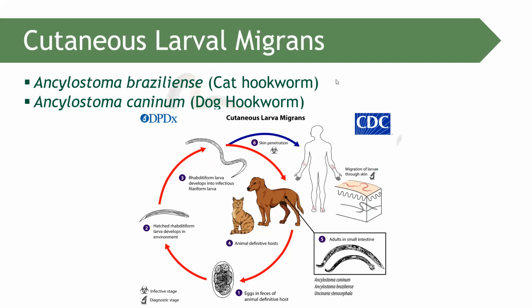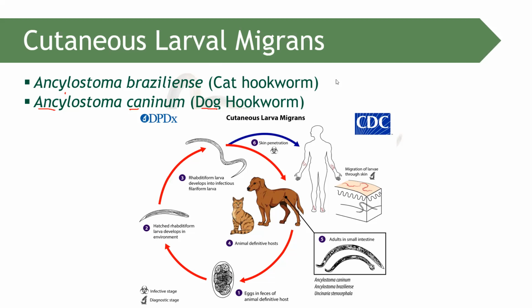Now, CLM is what we call cutaneous larval migrans. Okay, our cutaneous tissues. These are also caused by hookworms. And which hookworms are those? Ancylostoma braziliense, which is known to be your cat hookworm, and Ancylostoma caninum, which is known to be your dog hookworm. Originally, their hosts are dogs and cats. So be careful if you have pets.